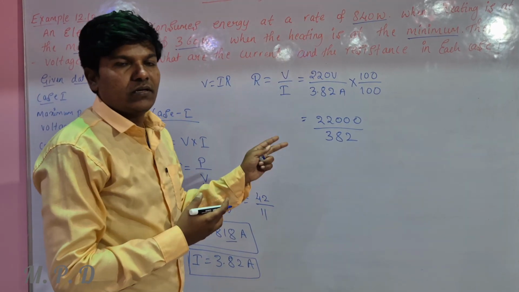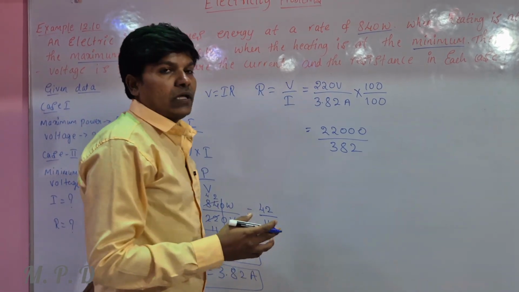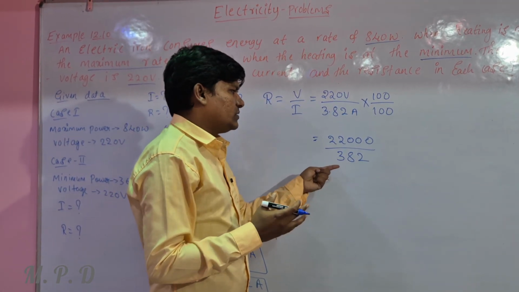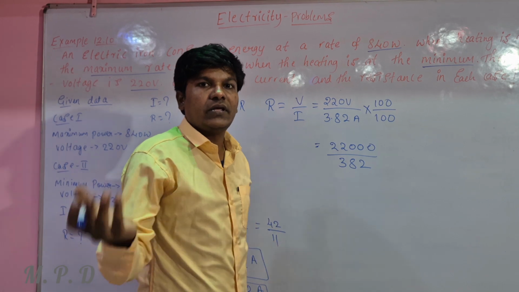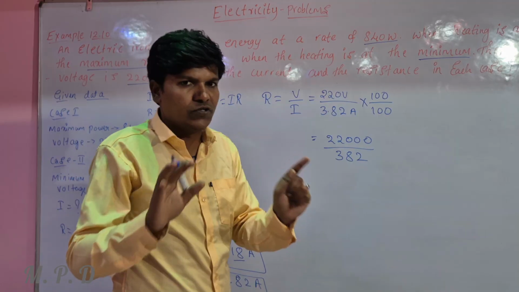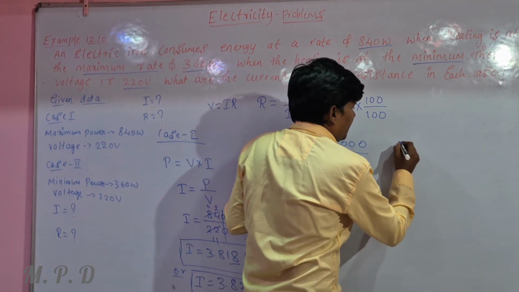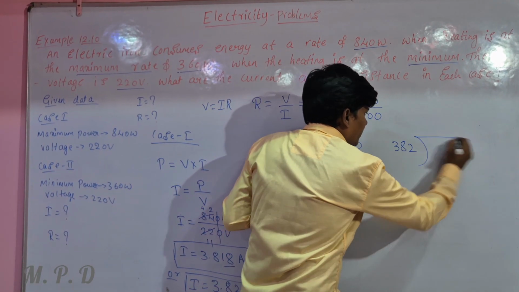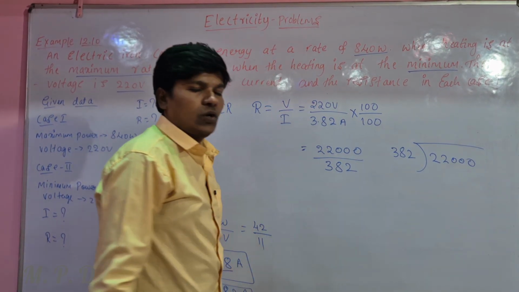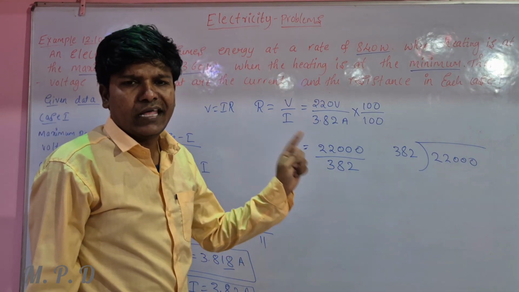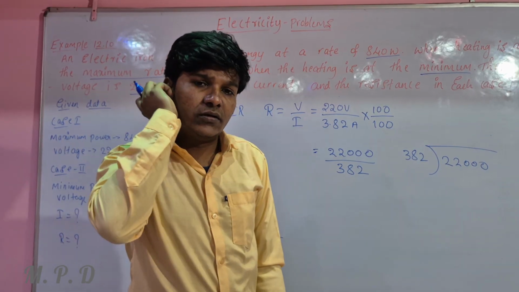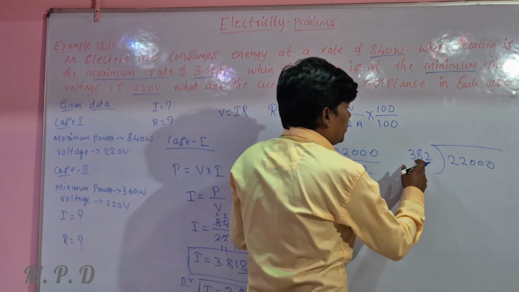So R is equal to 220 into 100, 22,000, divided by 3.82 into 100, which is 382. In the examination we don't have any calculators. We can easily simplify with the help of a calculator, but for examination purposes we have to take and simplify it easily, so don't make any confusions. That's why we add the same things: 22,000 divided by 382.